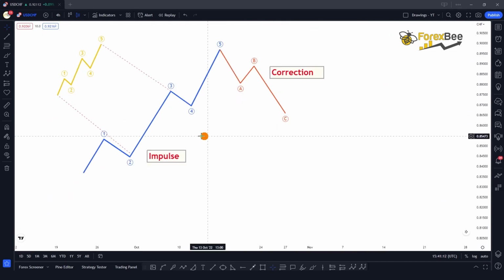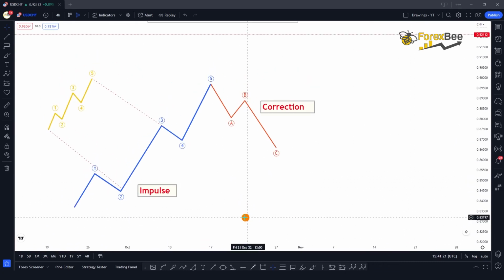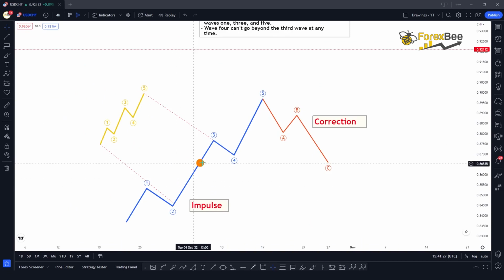If the market was moving in the bearish direction, then it would be an impulsive move, then correction, then another impulsive move in the downward direction, then correction. So this is how the market moves according to the theory of Elliott wave. And a lot of people rely heavily on the Elliott wave theory to do their technical analysis.